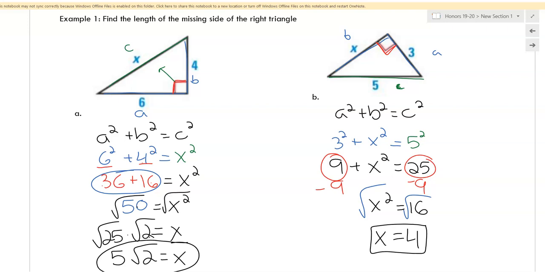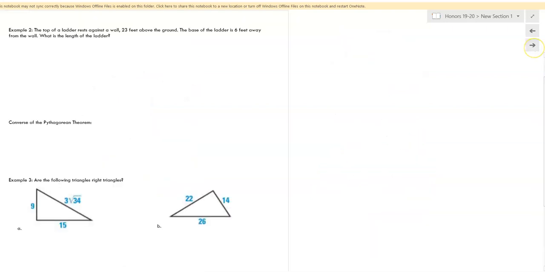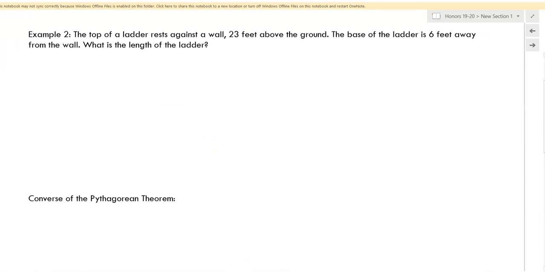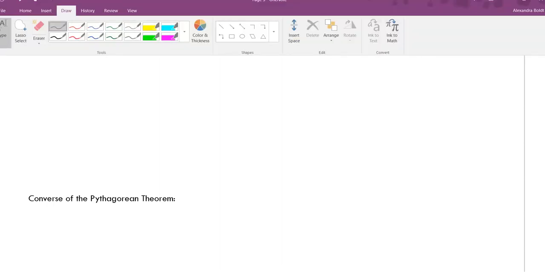And that is it for that part. All right, let's go ahead, turn the page. Now we have a word problem. The top of the ladder rests against a wall 23 feet above the ground. The base of the ladder is 6 feet away from the wall. What is the length of the ladder?